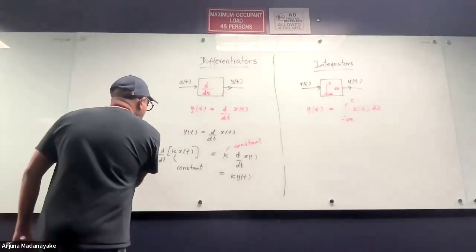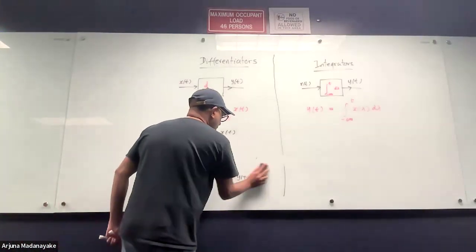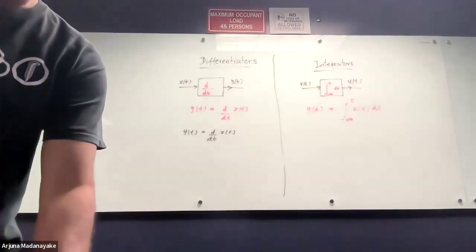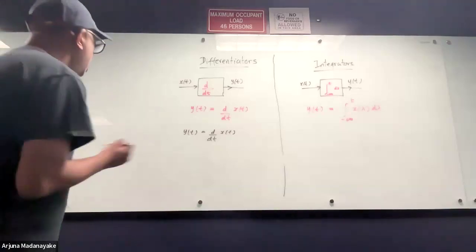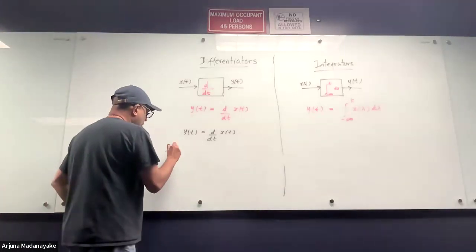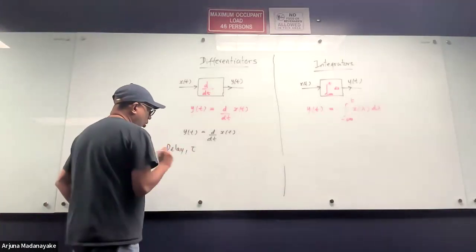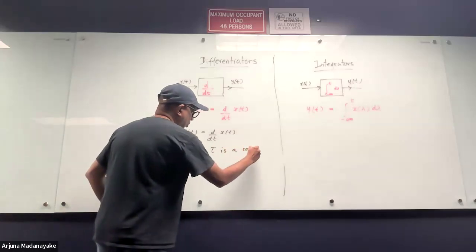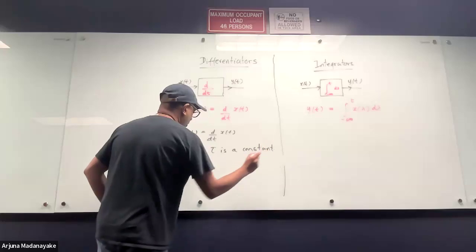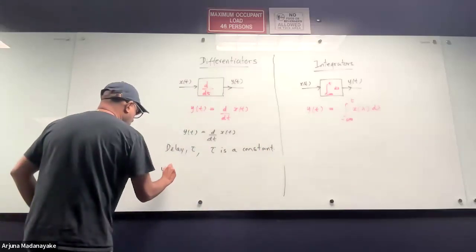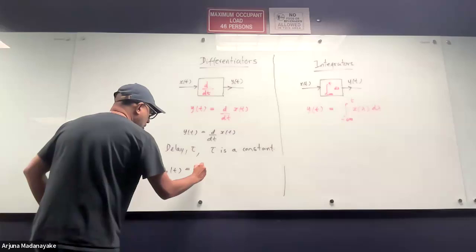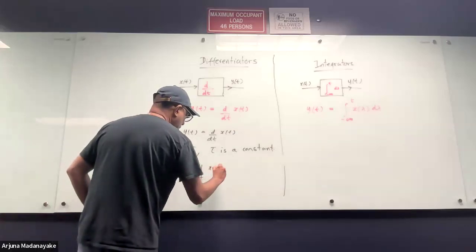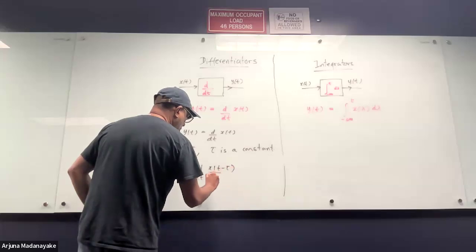All right, so let's see what happens when you delay. So let's say there's a delay tau, and tau is a constant. So let's say y0 of t is equal to d over dt of x of t minus tau.